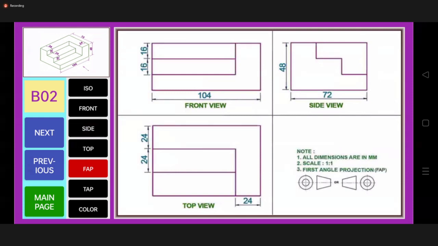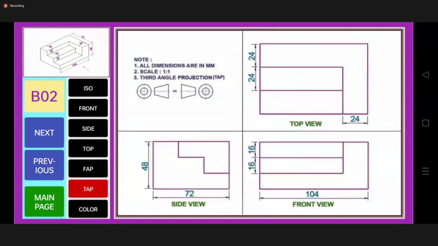Now, if I want to draw the same drawing in third angle projection, what would be the change? Anyone? If I want to draw the same thing using third angle, what would be the change? The object is in the third quadrant, below HP and behind VP. So this is the projection in third angle.